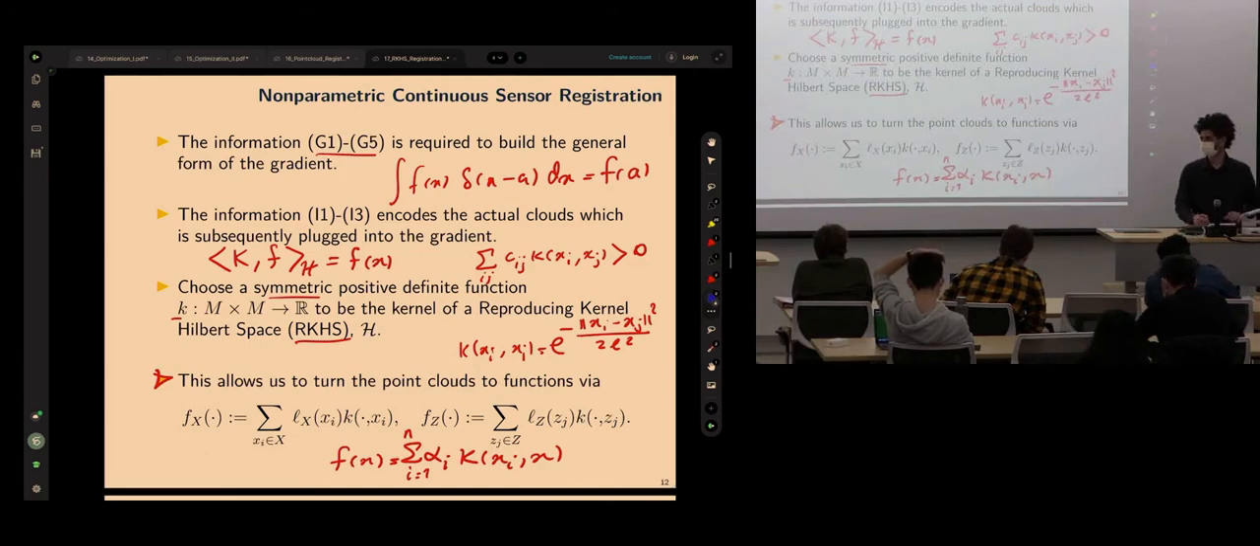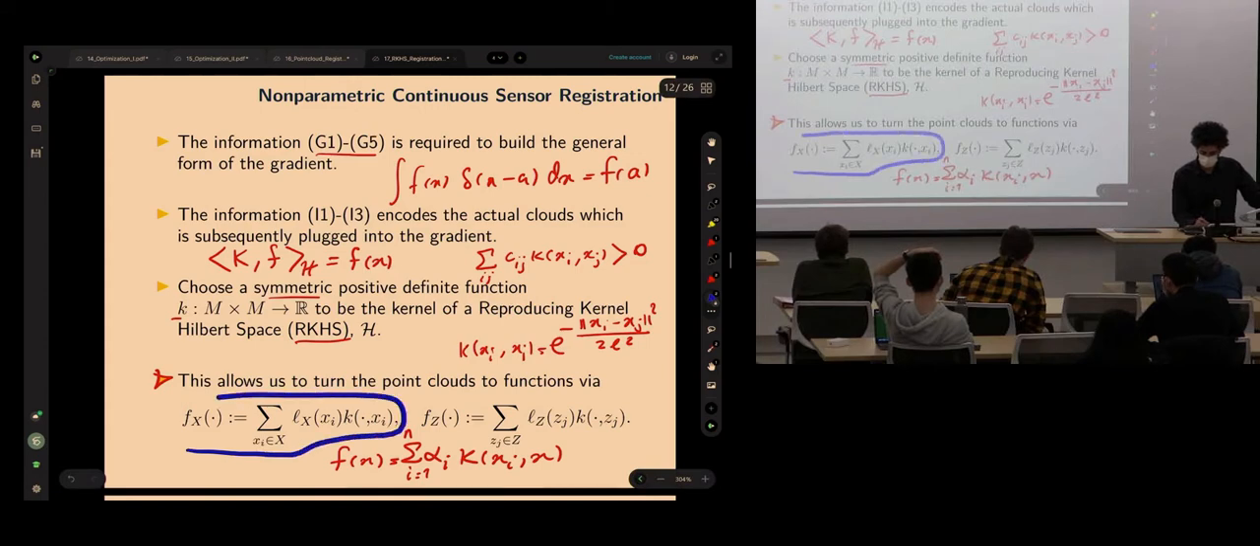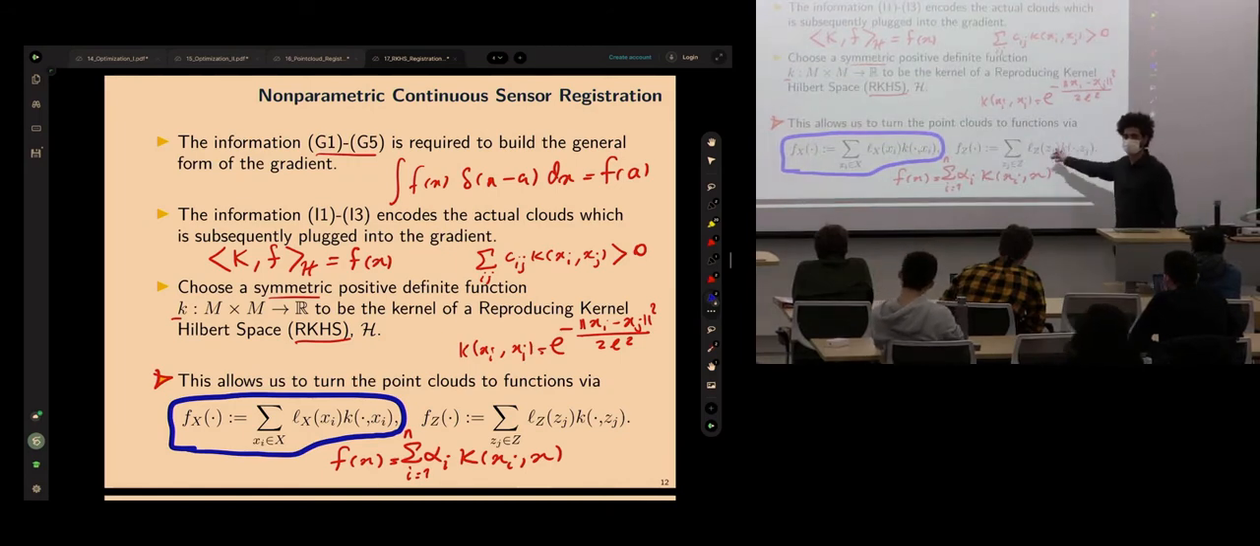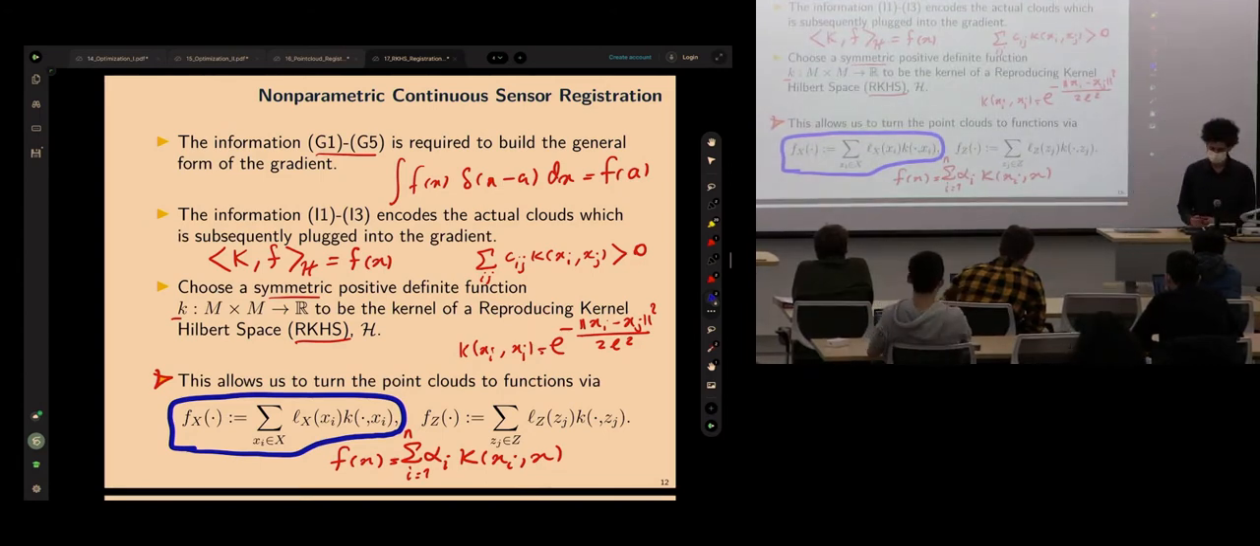These are all wisdoms before deep learning. Then I'll point out how it's connected to deep learning. All right, let's now turn the point clouds into functions without pain. You can forget everything I said, just do this. Pick a kernel, Gaussian kernel, for example. Your function will be a weighted sum of these labels times the kernel.